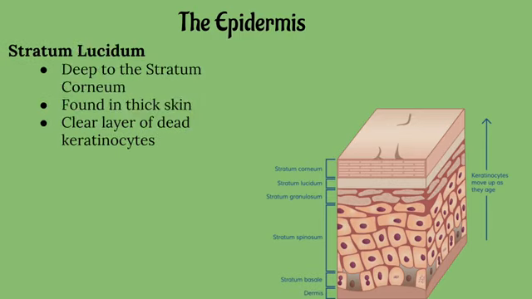The stratum lucidum is the layer underneath the stratum corneum, and it consists of a clear layer of dead keratinocytes. The stratum lucidum is the layer found in thick skin, which we'll discuss in just a second.